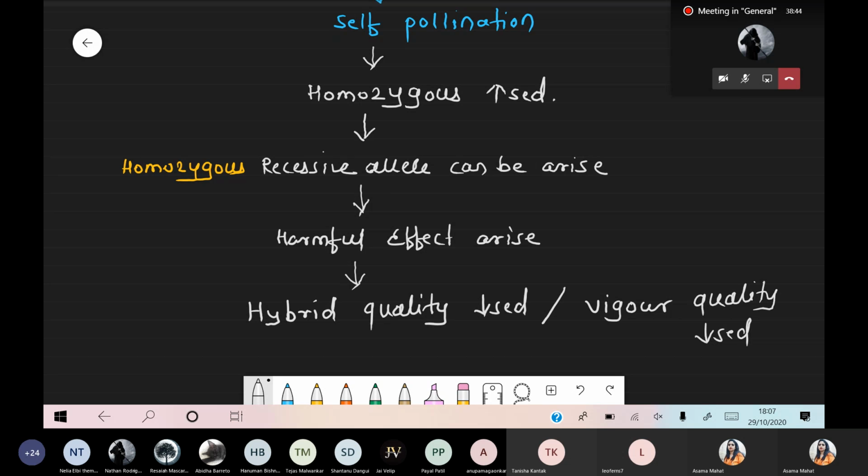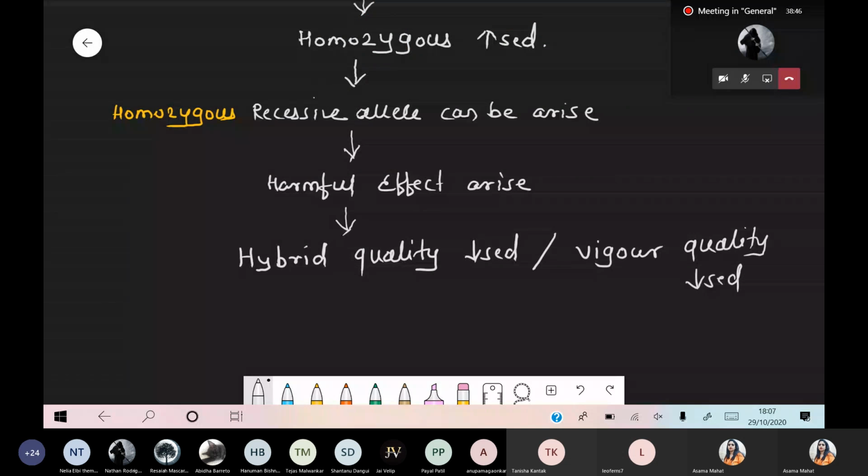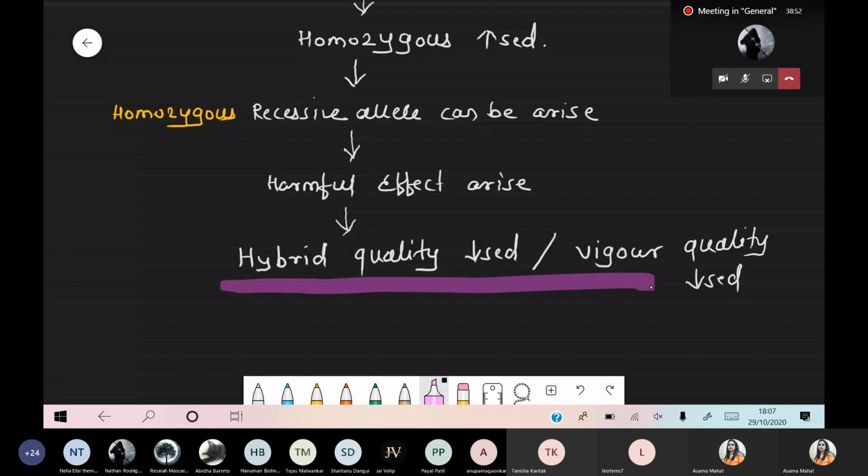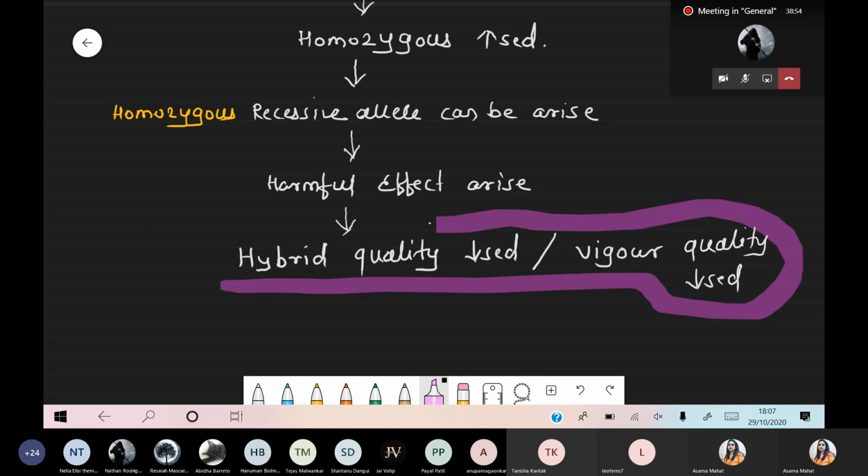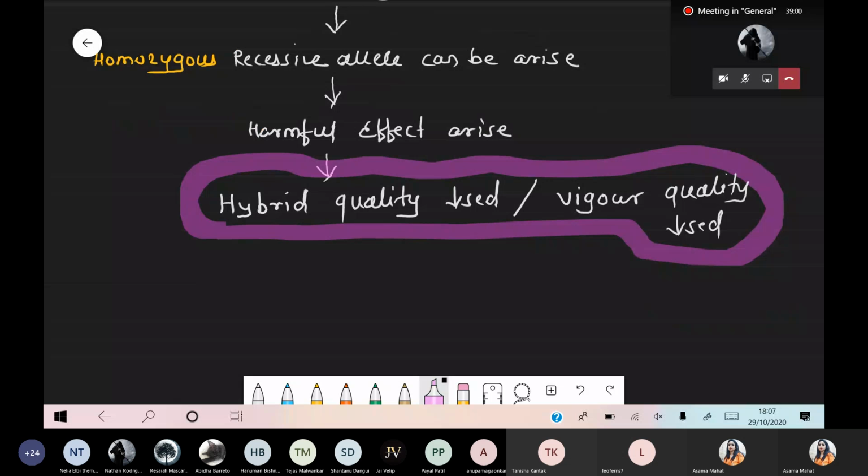Okay, and now what happened? Once we have taken so much effort, we produced parent A crossed with parent B, and now what do we finally obtain? We obtain loss of that hybrid, loss of that quality. So such a process is simply called inbreeding depression.